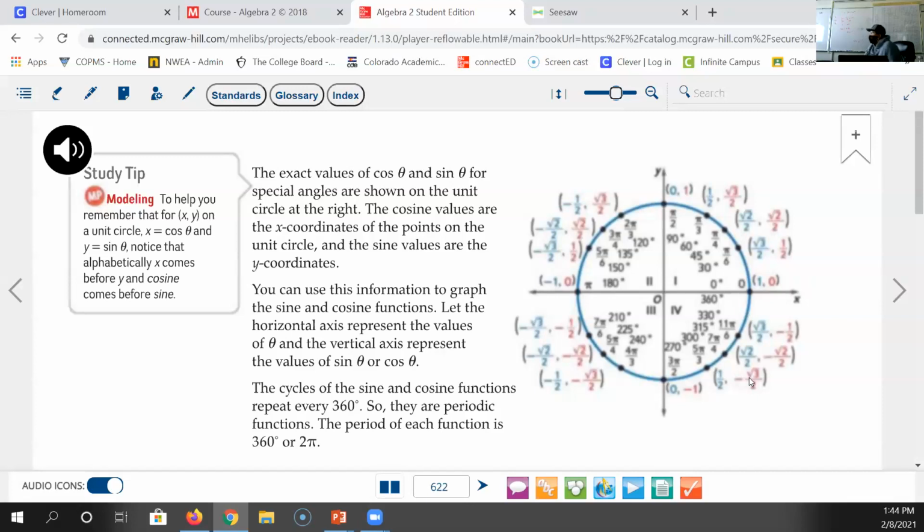Starting here at 0 degrees, you can see it's (1, 0). At 30 degrees, or pi over 6 radians, my cosine value is square root of 3 over 2 and my sine value is 1/2. At 45 degrees, pi over 4, it's square root of 2 over 2, square root of 2 over 2. At 60 degrees, pi over 3 radians, it's 1/2 for cosine and square root of 3 over 2 for sine. Then I hit my quadrantal angle, where I'm at (0, 1).